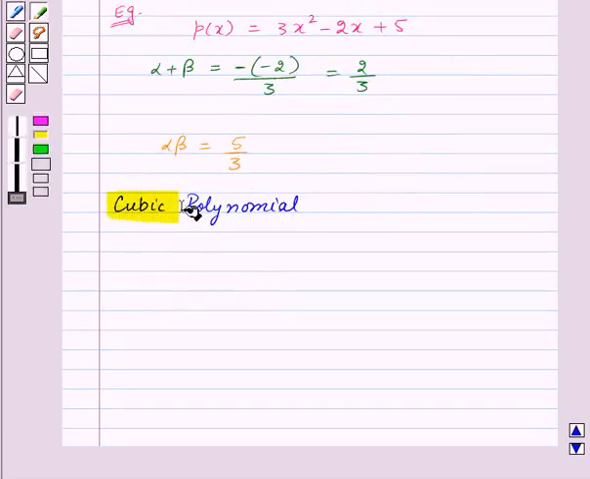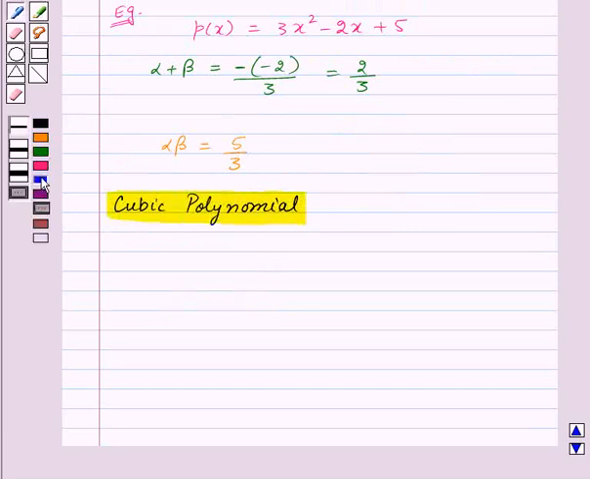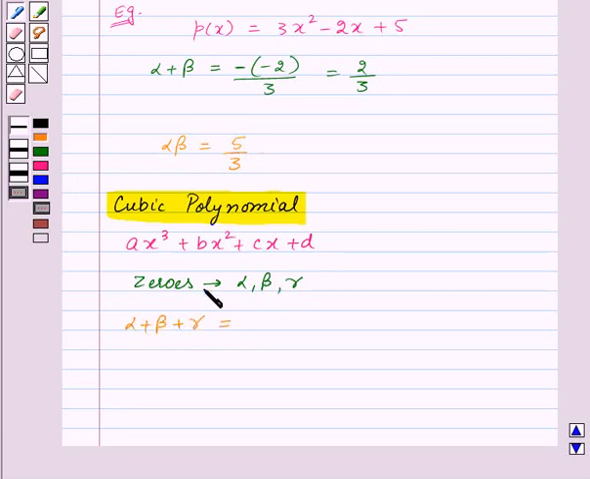Let us consider a cubic polynomial now. The general form of a cubic polynomial is ax cube plus bx square plus cx plus d. Now let us suppose that the zeros of this cubic polynomial are alpha, beta and gamma. So sum of the zeros, that is alpha plus beta plus gamma, will be equal to minus coefficient of x square upon coefficient of x cube, which is equal to minus b upon a.